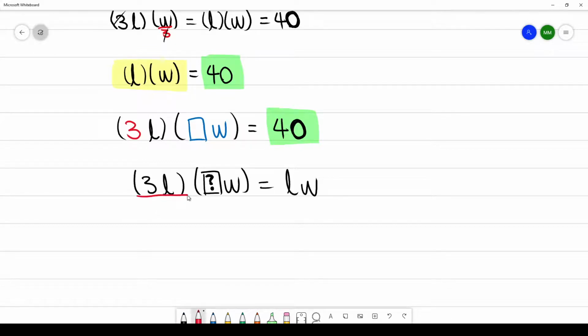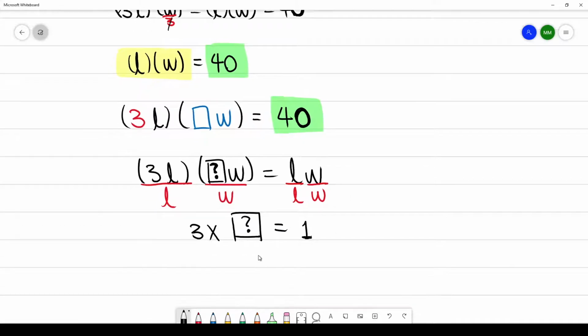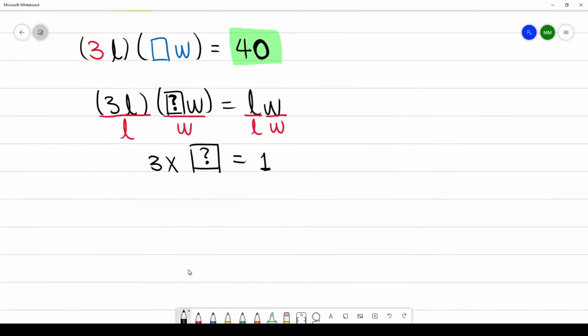Now what we can do is divide L on both sides, and divide W on both sides, just like solving an equation. And we get 3 times something, we don't know what this is, equal to L divided by L is 1, W divided by W is 1. So 1 times 1 is equal to 1. So what is this question mark over here? Well, I was previously showing you that this would be 1 over 3. So 3 times 1 over 3 is equal to 1.